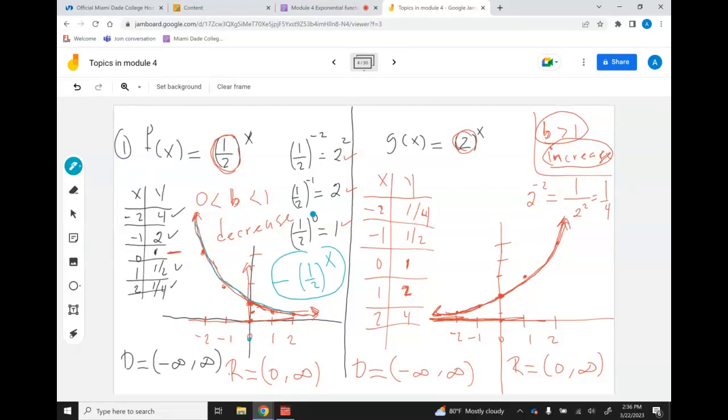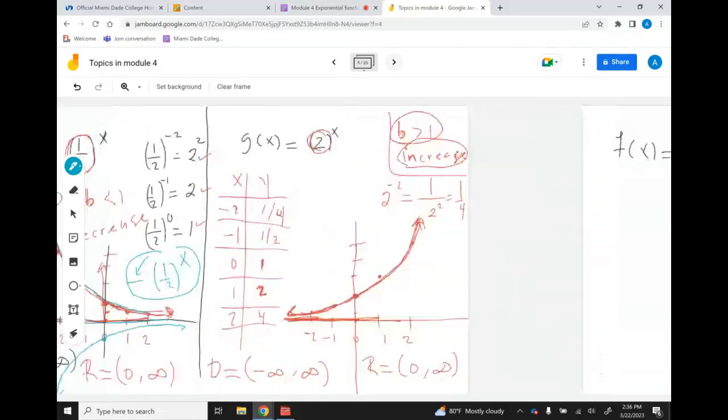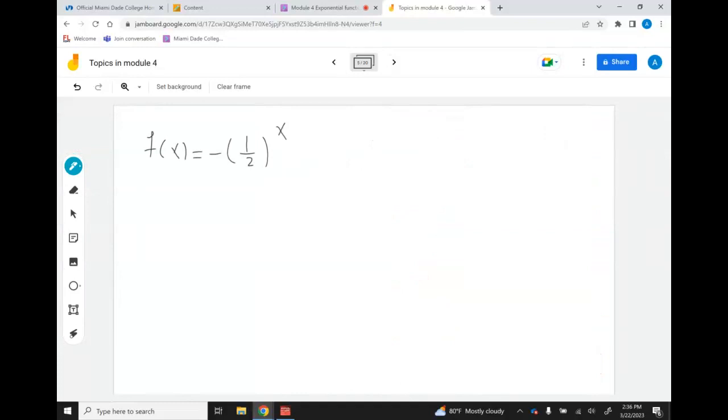It's going to flip it over across the x-axis. And so therefore, you're going to have something like this. That's what the graph of that looks like. Okay. But that's the effect of the negative outside the parentheses. So when you do this one here, let's do it. Why not? Let's do the table.